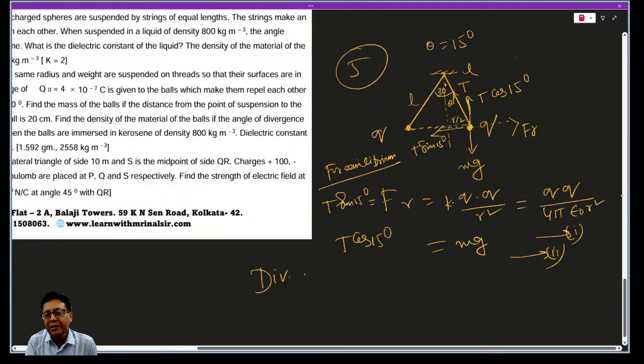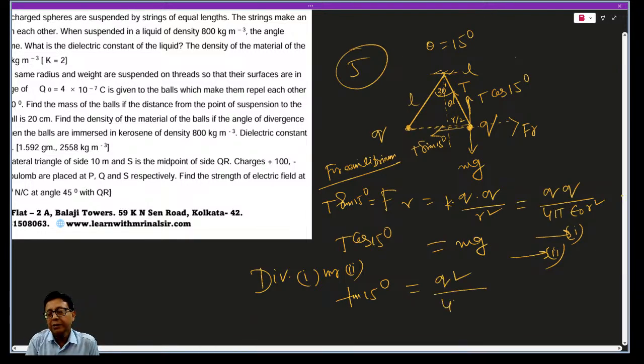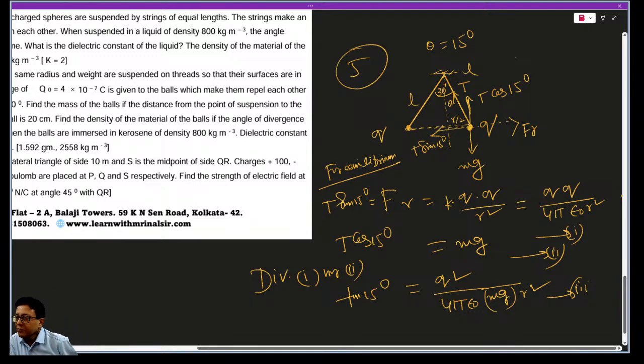So dividing 1 by 2, there is no buoyant force here, and the medium's dielectric constant is not there. So tan 15 will be q square by 4 pi E0 mg r square. Alright, there is no confusion in it. All of you got it?